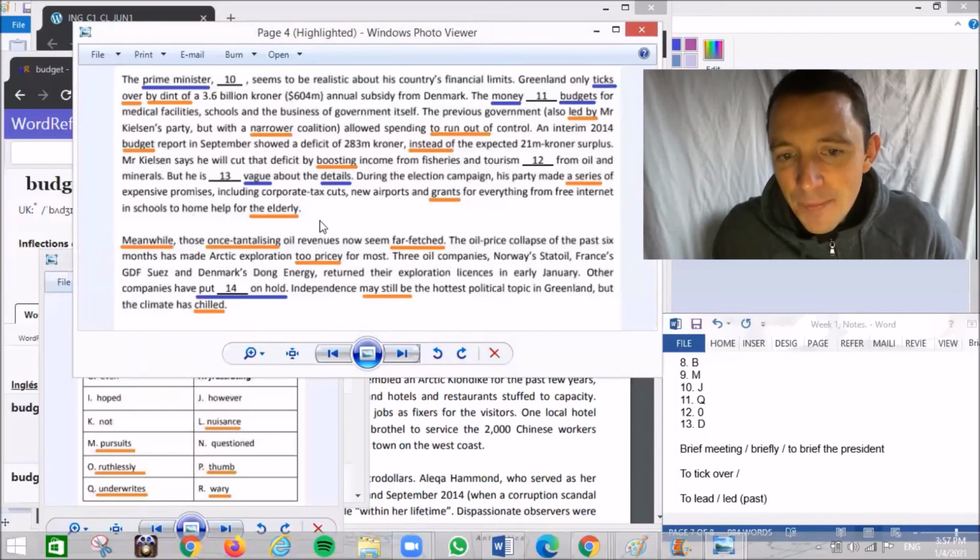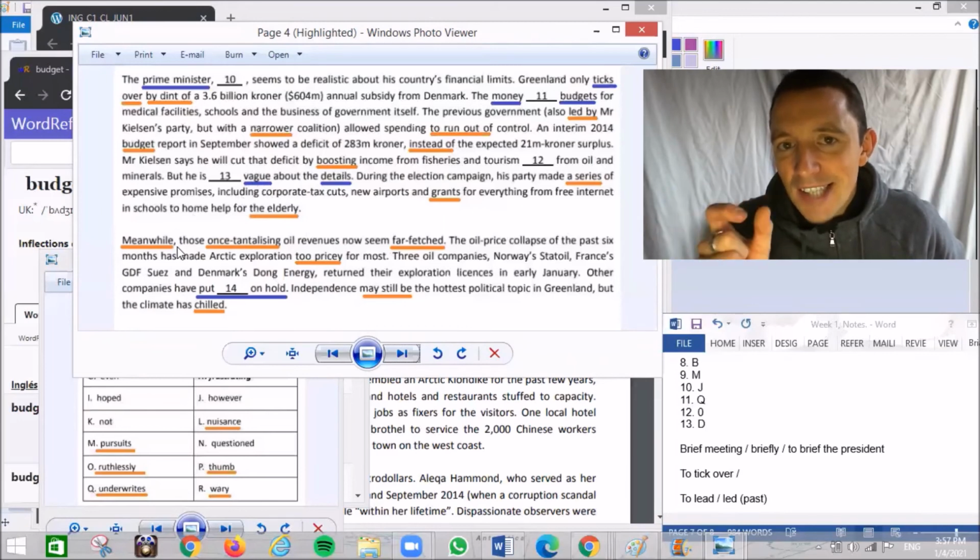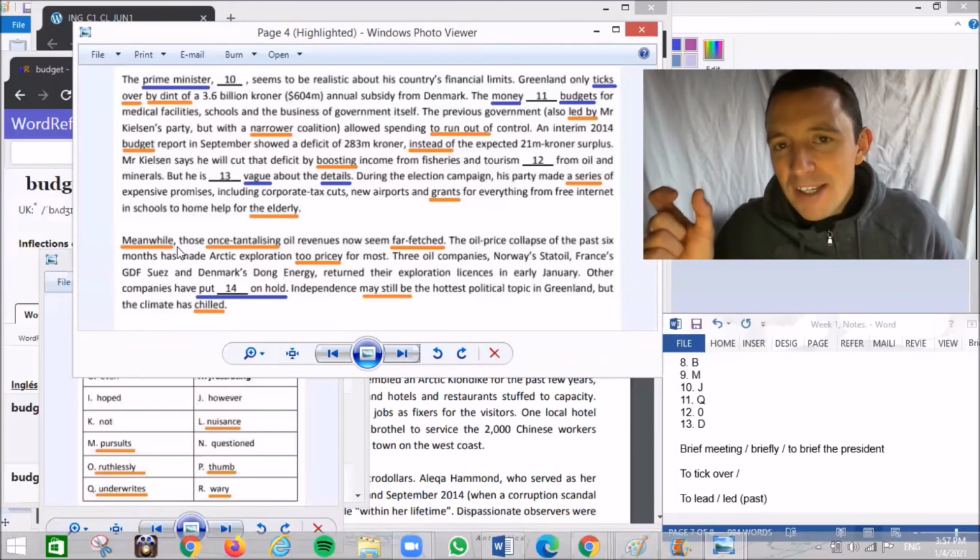So the elderly, just the spelling, is the word for old people, okay? So the elderly in general are the old people. Meanwhile, at the same time, okay, similar to mientras. I think the difference with meanwhile is necessary at the start, and while is possible in the middle, okay? That's the difference, I think, between the two, but they have more or less the same significance of mientras.